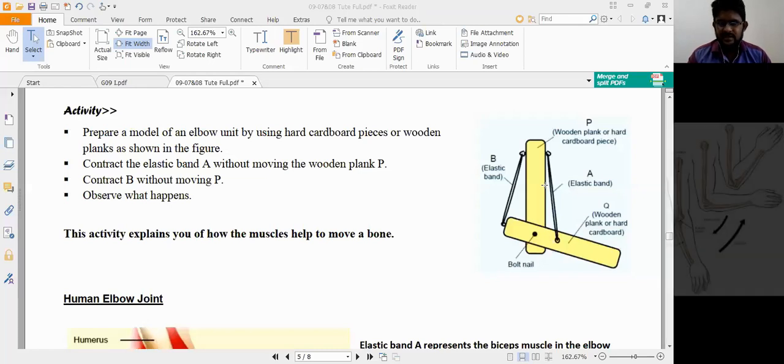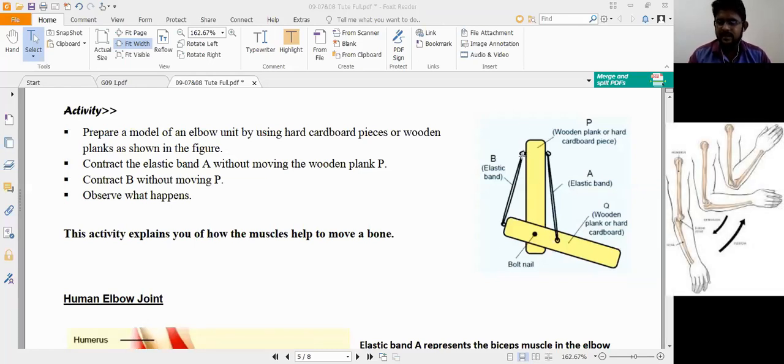Let's say I'm contracting B. Contracting means I'm taking it closer, in simple words, I'm pulling it. Then what happens? The length of the elastic band B will be reducing, and this wooden plank Q will be moving down. It will be turning down. At this time, when you observe, elastic band A will be increasing the length, correct? B we have reduced the length, so A will be increasing the length.